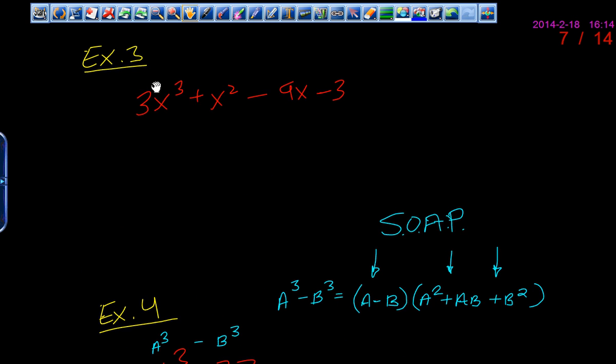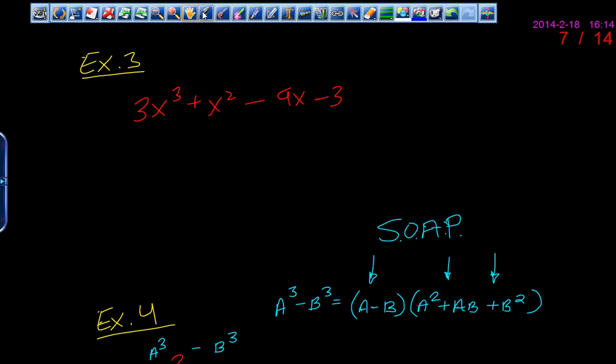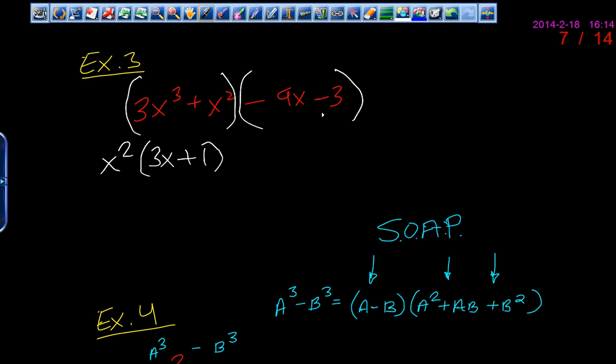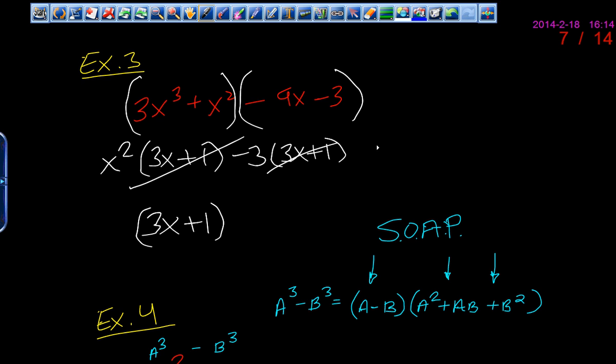The next thing is factoring by grouping. So anytime we have 4 pieces, we got to factor by grouping. So we see what we can take out of the first 2, see what we can take out of the next 2. So out of the first 2, we got x squared, and then I have 3x plus 1. What can I take out of the next 2? A -3. So I'm left with 3x plus 1. If these things don't match at this point, that means we done goofed. But we haven't. So 3x plus 1, we write it once, and then we write the leftovers, x squared minus 3.